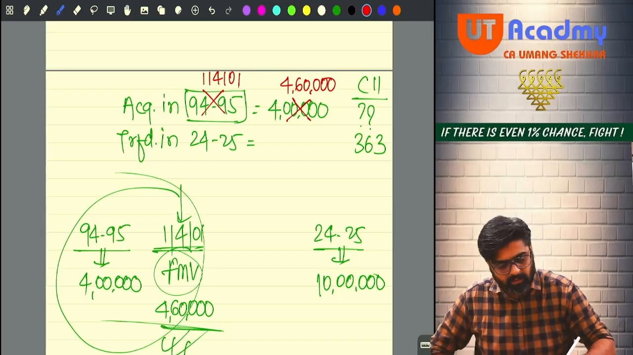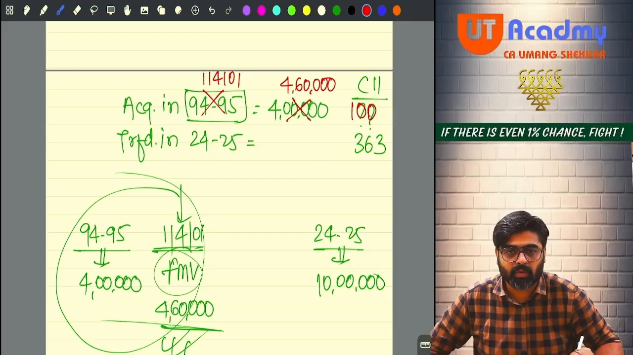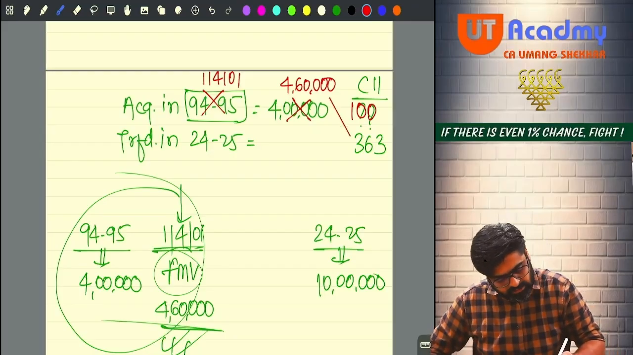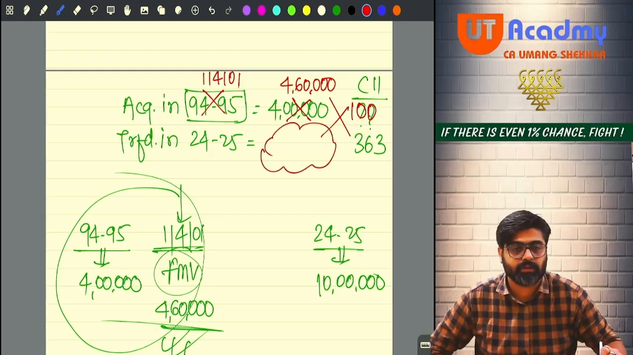And now if you have taken it, do you have a CII? Yes. From here you have 100. So now do one thing: 460 into 363 divided by 100. Now you will get the index cost of acquisition. Do it.